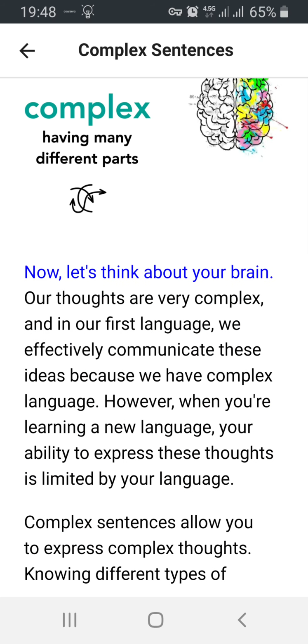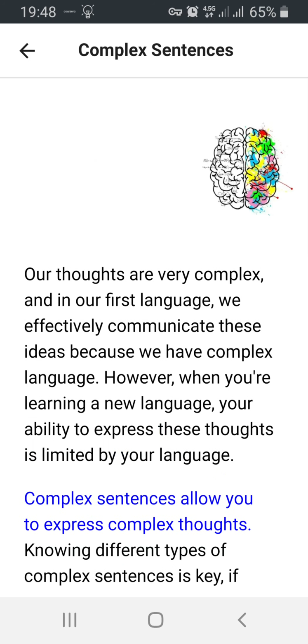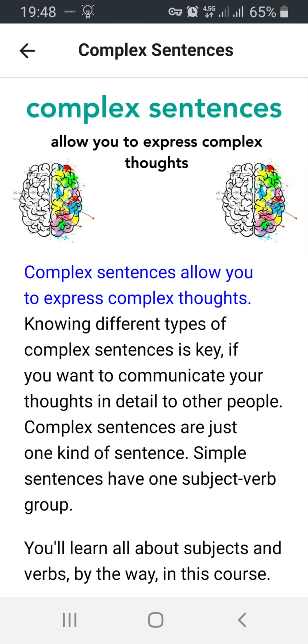Now, let's think about your brain. Our thoughts are very complex, and in our first language, we effectively communicate these ideas because we have complex language. However, when you're learning a new language, your ability to express these thoughts is limited by your language. Complex sentences allow you to express complex thoughts, and knowing different types of complex sentences is key if you want to communicate your thoughts in detail to other people.